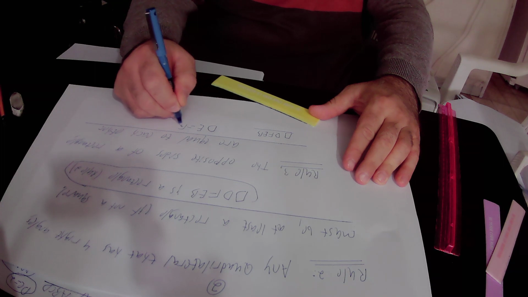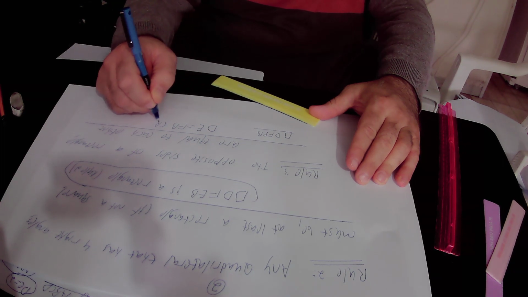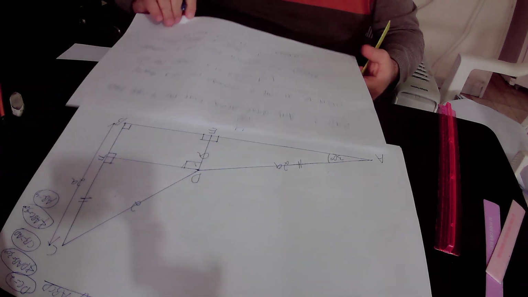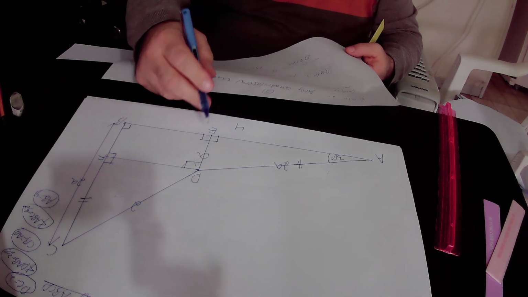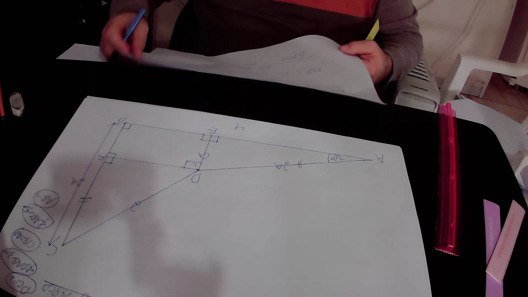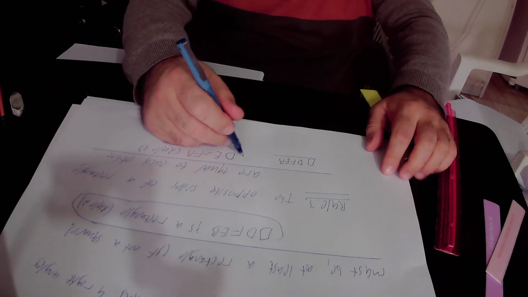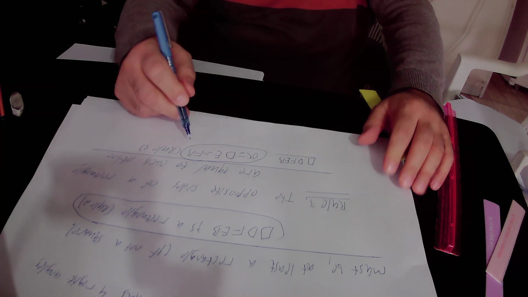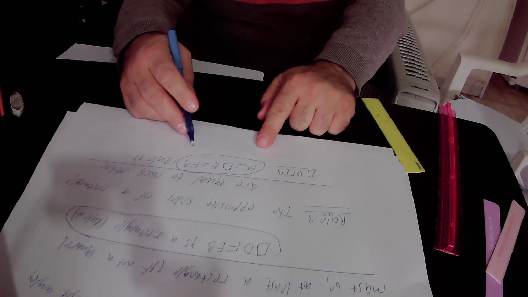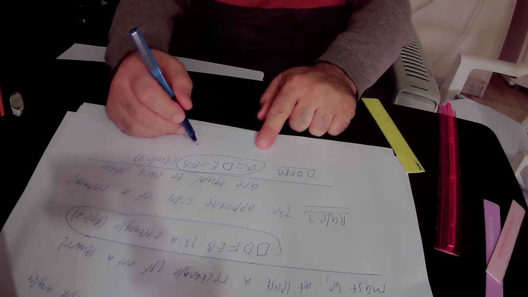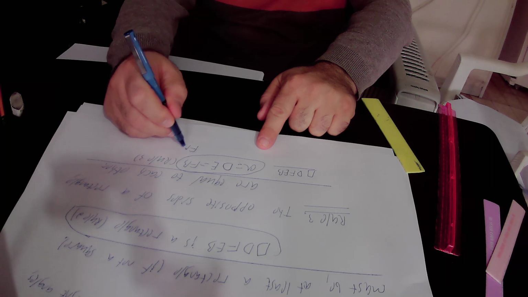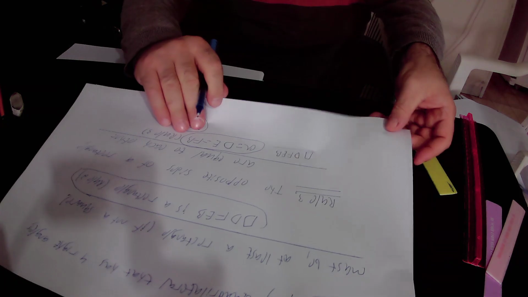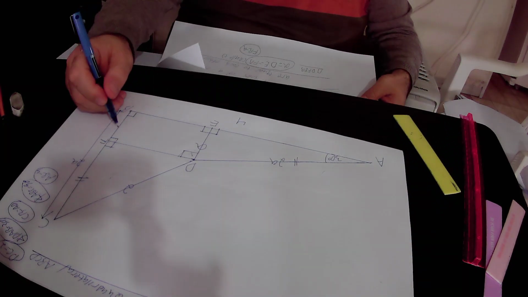DE equals FB according to rule number 3. But according to our definition, DE equals A. And from this equation, we will derive that FB also equals A. So we can write here that FB equals A.